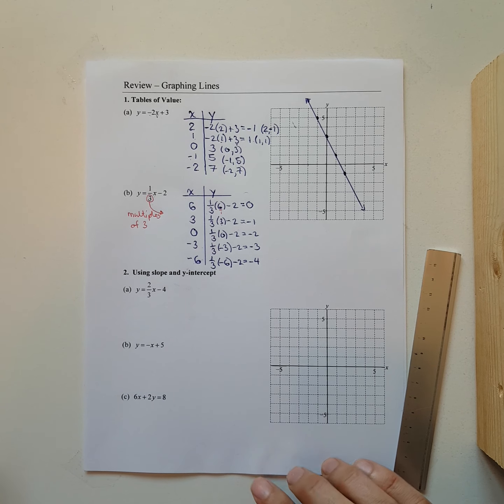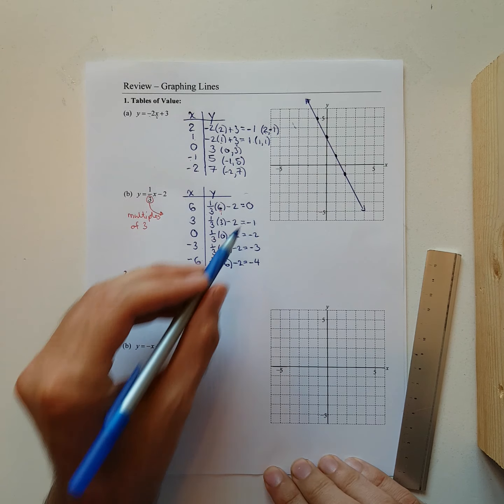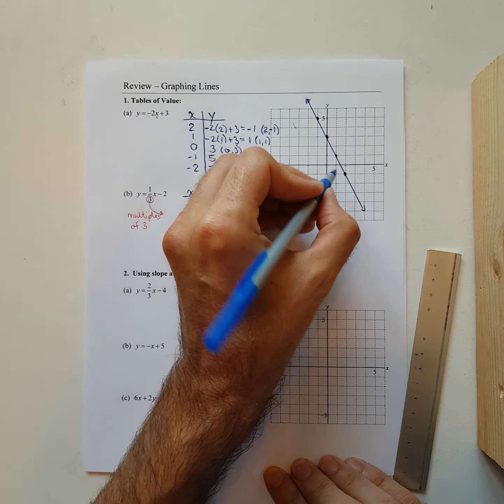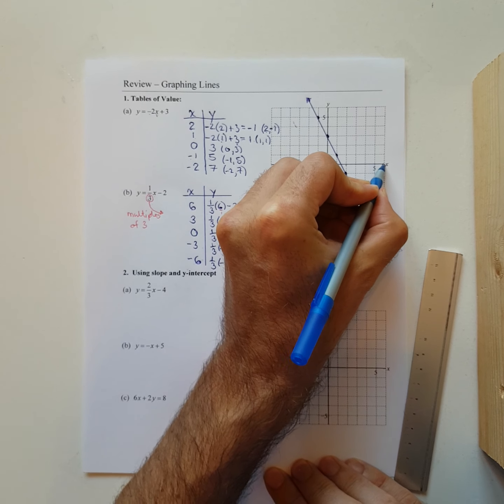So if I now go ahead and plot these points, I have 6, 0. So remember x left and right first, so 6 and 0. There it is.